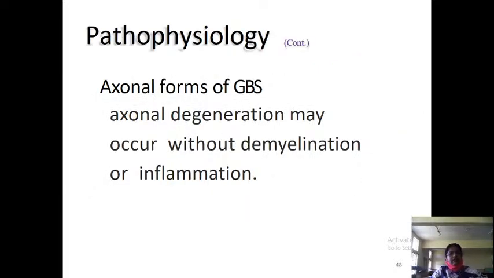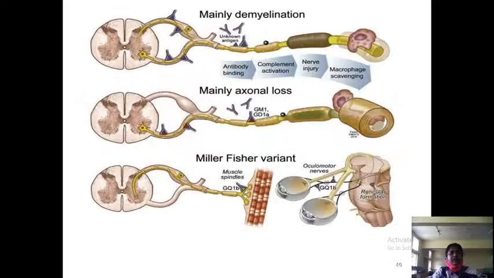Axonal forms of Guillain-Barré syndrome may occur without any demyelination or inflammation. Here the antigen is unknown and antibodies cross react with the gangliosides of the nerve, and then there is complement activation, nerve injury and macrophage scavenging of the myelin sheath. In other variants there are specific antibodies like GM1 and GM1a which cause axonal loss, and in the Miller-Fisher variant, the specific antibodies are GQ1b antibodies, which mainly act at the muscle spindles. Compared to the demyelinating forms of GBS, these two have a poorer prognosis, mainly due to the axonal loss.